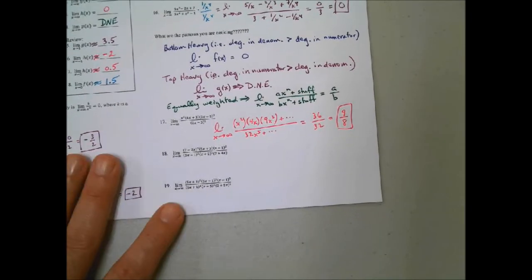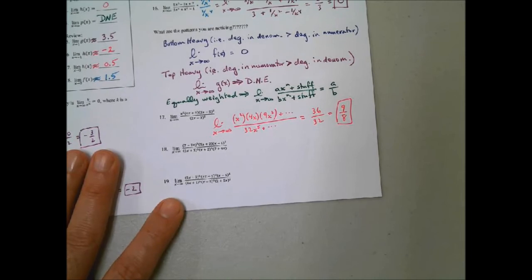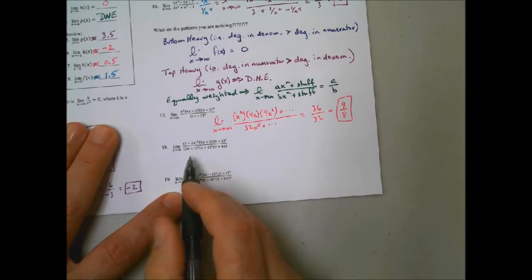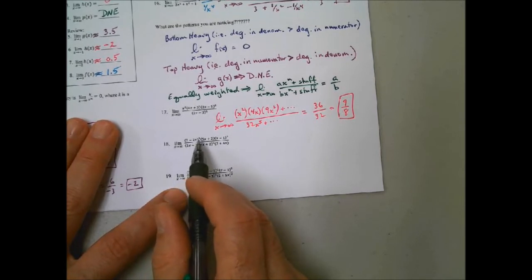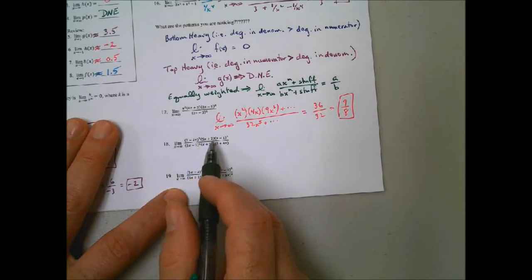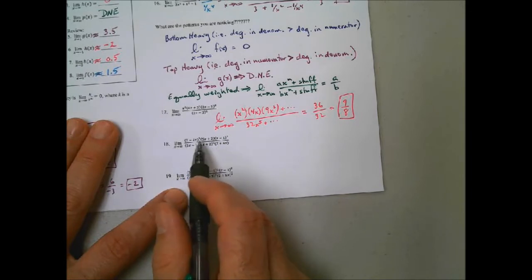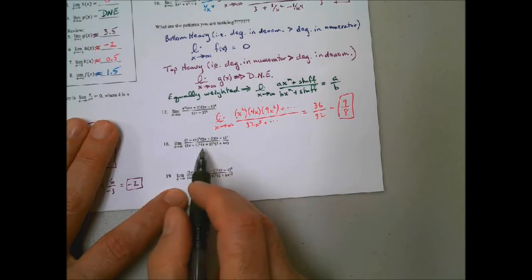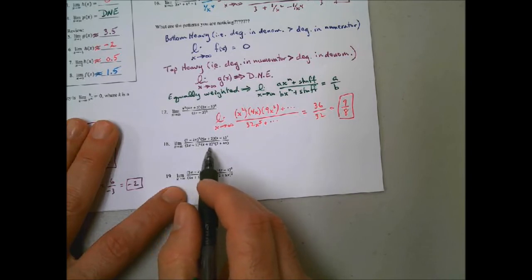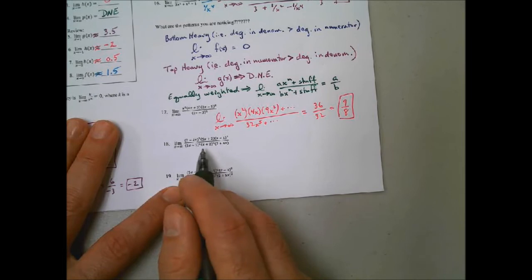That was pretty easy. Let's try this on 18. Okay, on 18, what's the degree in the numerator? I've got x to the third times x to the first times x to the second. So isn't that x to the sixth? What's the degree in the denominator? I've got x to the second times x to the third times x to the first. That's also x to the sixth. Okay, so this one's going to be equally weighted.